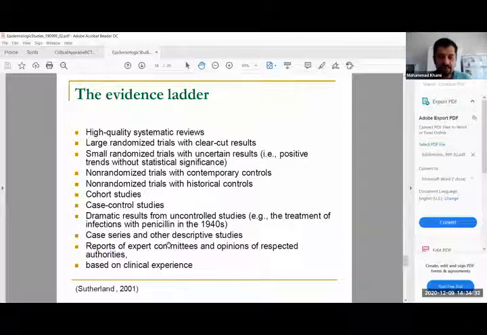Then case series and other descriptive studies, they are here. And report of expert committees and opinions of respected authorities. And the last and the least level here is based on clinical experience. The definition of evidence-based dentistry, if you remember, we told that clinical expertise is one of the 3 main dimensions. But when we are talking about the evidence ladder, clinical experience, value of evidence is in the last step.